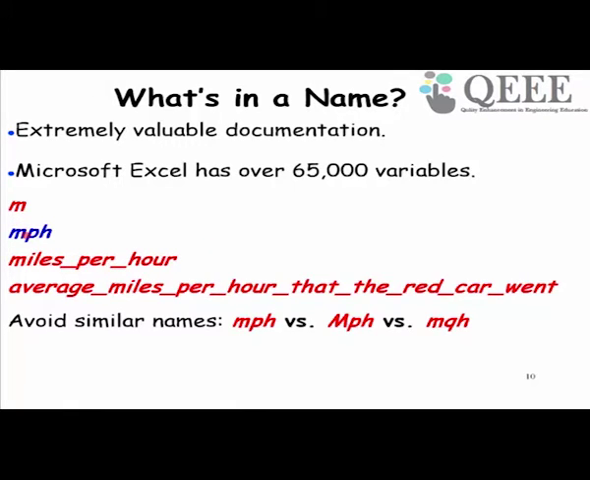So the variable name can be MPH, okay, it makes sense if it is a local variable. M is too small. Miles per hour, large. Average miles per hour that the red car went, it's too large. I mean, a hypothetical variable name, it's too large and it actually makes it difficult to read the code if you have too many variables like this. And also avoid similar names, as these are likely to be confused. Only the small m has become capital M, MQH.